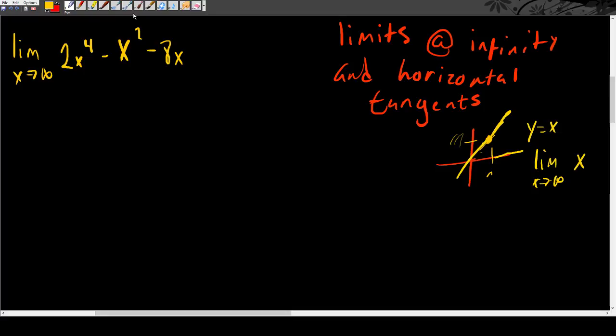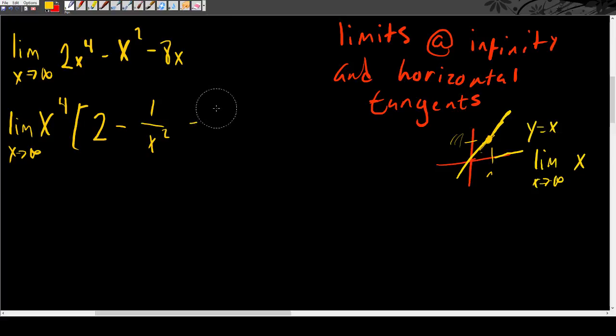So just picking some random one in the middle is not a very good practice, because you're just going to have to take it from everything. It's just a big pain. So what I suggest is to just take the highest degree, which in this case is x to the fourth, out. So let me write my limit. 2 minus 1 over x squared, because you're subtracting x to the fourth from x squared, which is just x to the negative 2, minus 8 over x cubed.